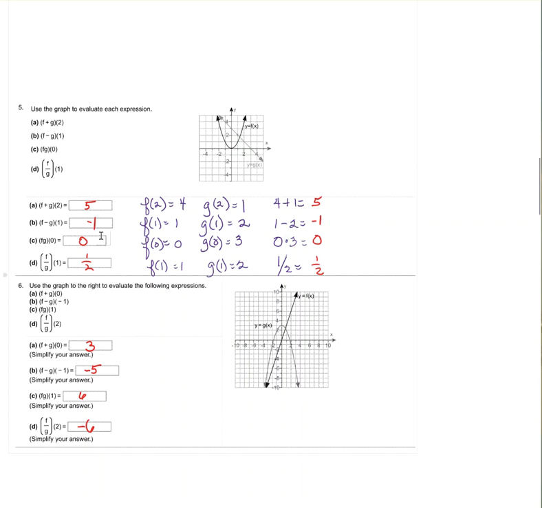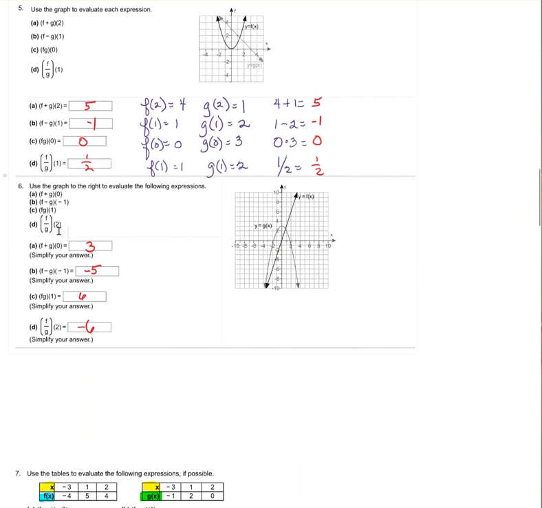F times g of 0. Well, 0's right here, so f of 0 is 0. G of 0 is 3. And you multiply those together, you get 0. F divided by g of 1. Well, we already know f of 1 and g of 1. We did those here. And that's 1 over 2. Then I think you could do the very same thing for number 6. It's just a repeat of that, different graphs, but you're still doing exactly what we did here.